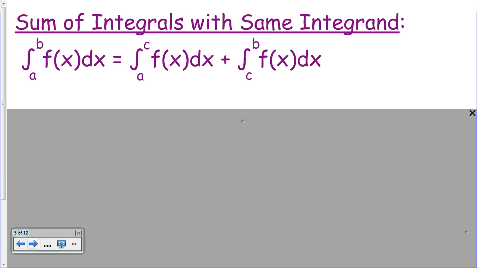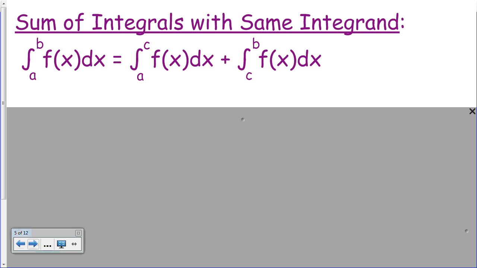Take a look at the third property here. This is for the sum of integrals with the same integrand. That is where the integrand is your function you're integrating. So here we have the definite integral from a to b of f of x dx.